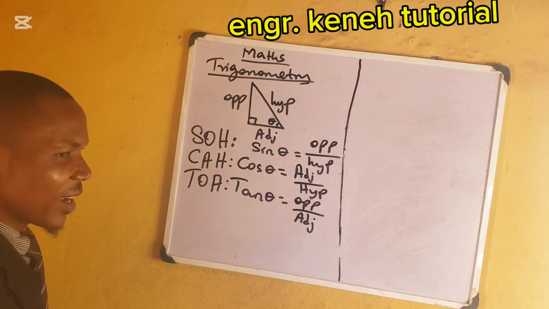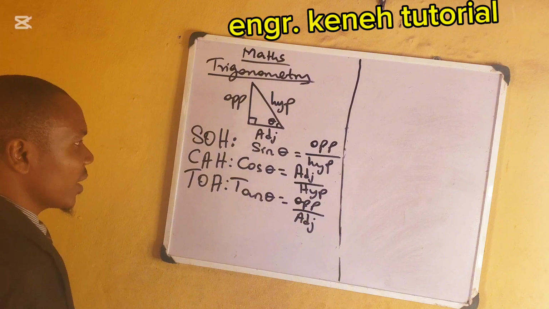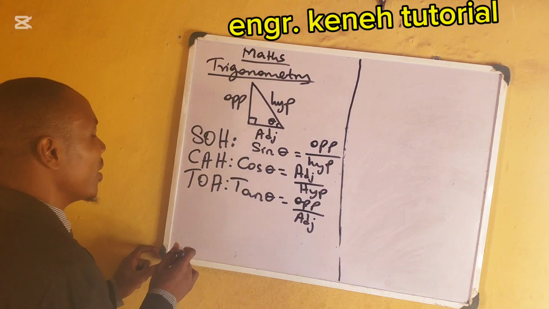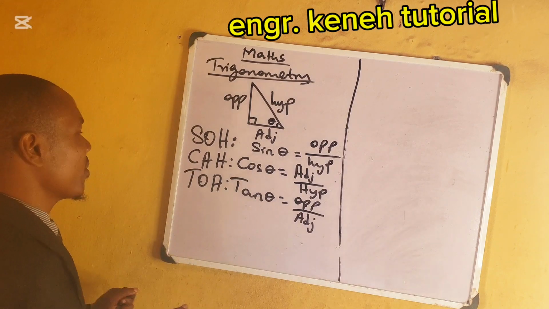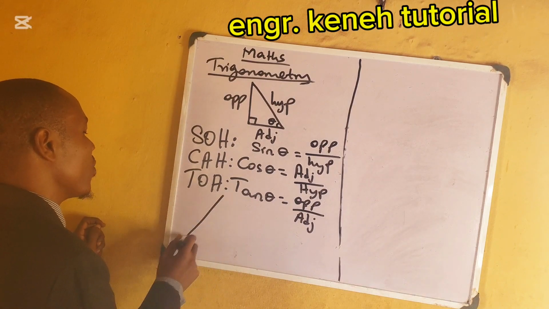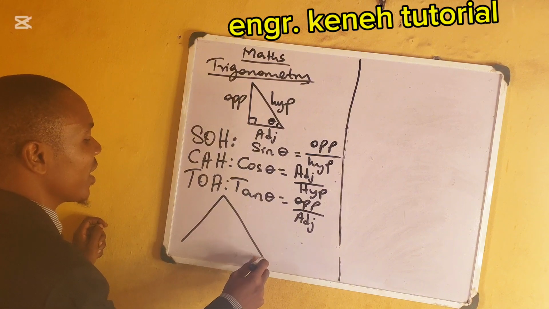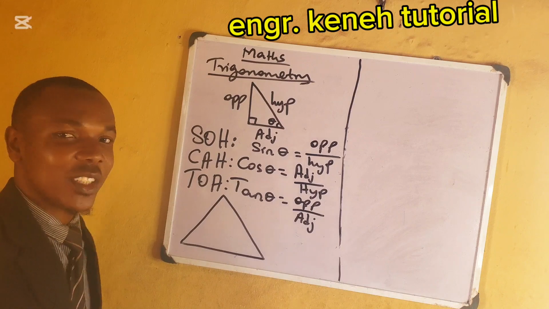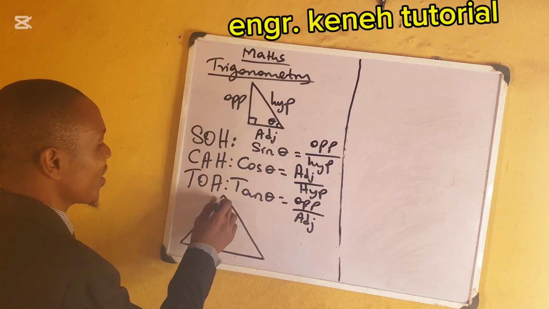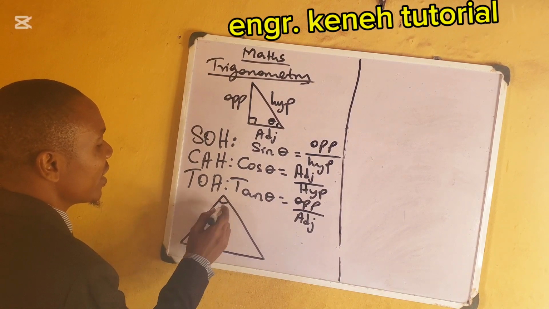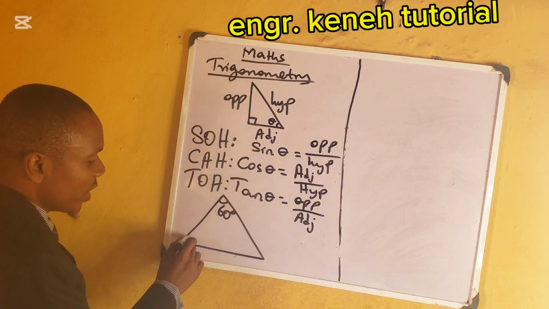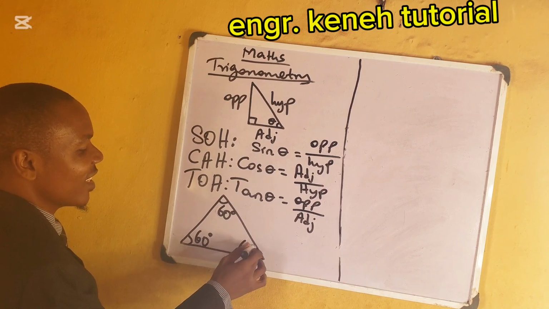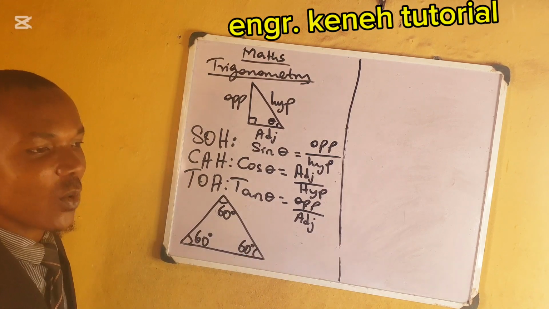Now, let us derive the tan theta, cos theta, and the sine theta of these special angles. Right, let us have an equilateral triangle. When you have an equilateral triangle like this, all the sides are equal and all the angles are equal to what? 60 degrees each. So you have this place to be 60 degrees, this place to be 60 degrees, and you also have this place to be what? 60 degrees. When you sum them together, it will give you 180.